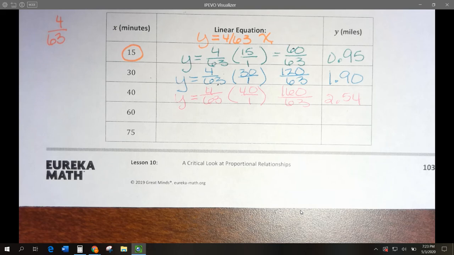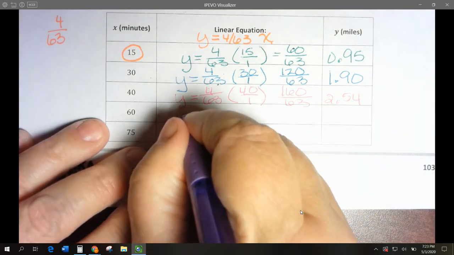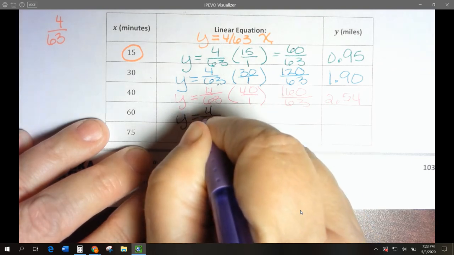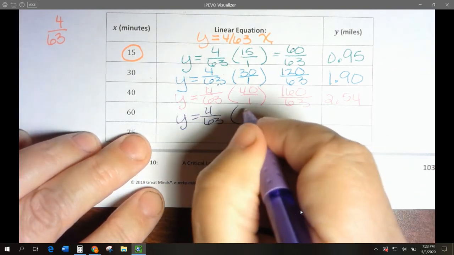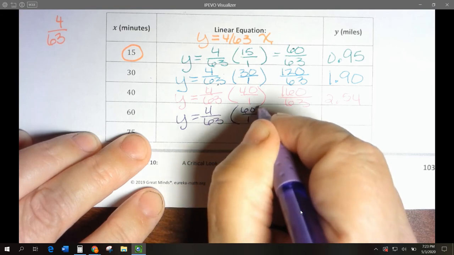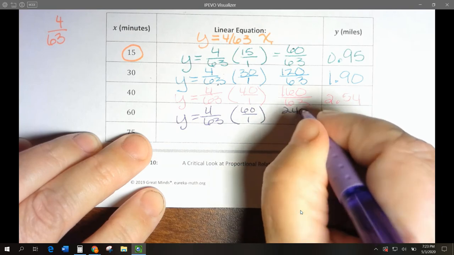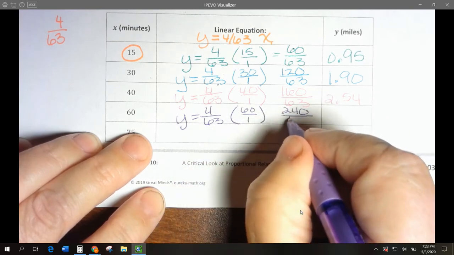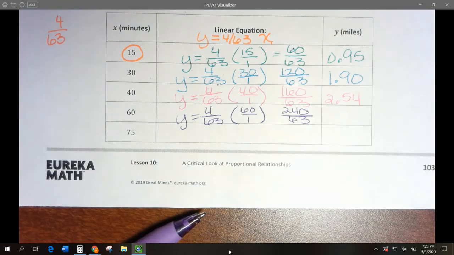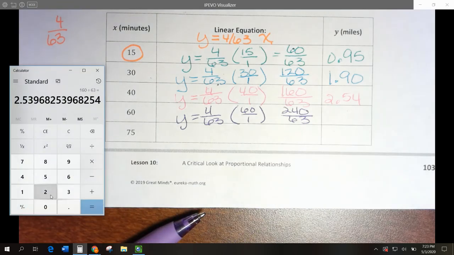For our next one, y is going to equal 4 over 63 times 60, and we're going to make that 60 over 1 for our multiplication. 4 times 60 is 240, and 63 times 1 is 63. So let's come over here. 240 divided by 63. It's going to be 3.81. We're going to take that 0, make it a 1 because of this 9. 3.81.